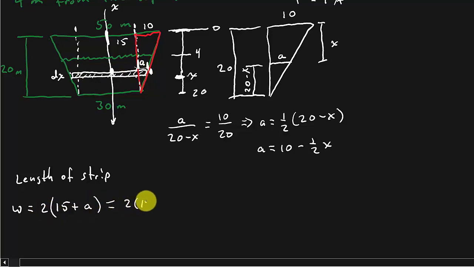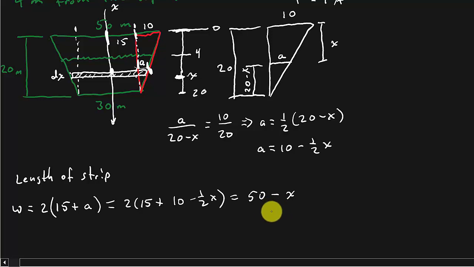So that's going to be 2 times 15 plus A. Well, what's A? A is 10 minus 1/2 x. See, there's A. And so this is going to give me what? Well, 15 plus 10 is 25. 25 times 2 is 50 minus, and then 2 times 1/2 x is just going to give me x. So this is the width of the strip.